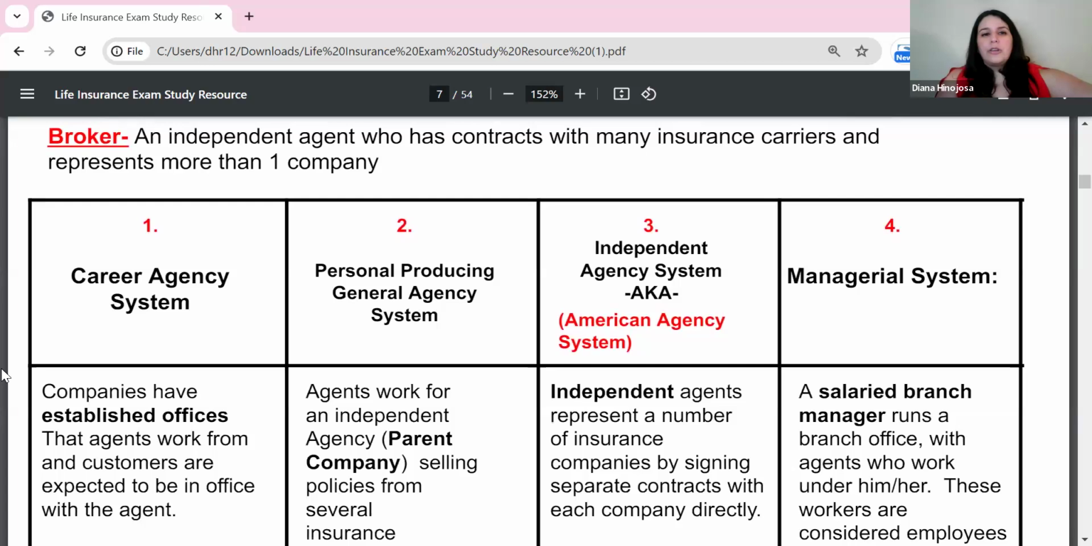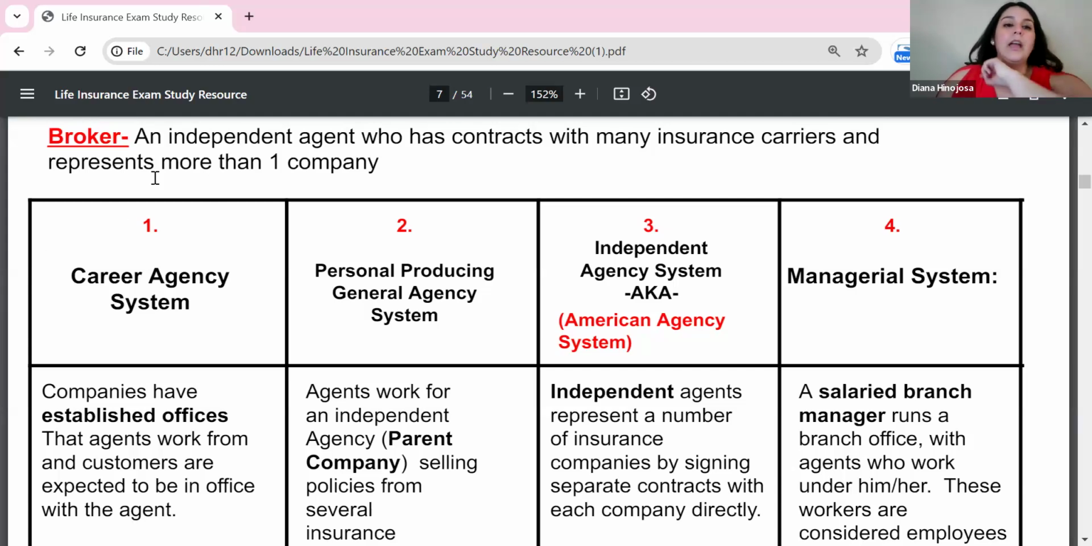And this is how the companies have their systems set up. So for your exam, I really want you to pay attention to System 2 and System 3. Those are the ones that tend to come up on the test the most. These are the most common ones, and most companies participate in System 2 and System 3. Not as many participate in number 1 or number 4 anymore. All right.